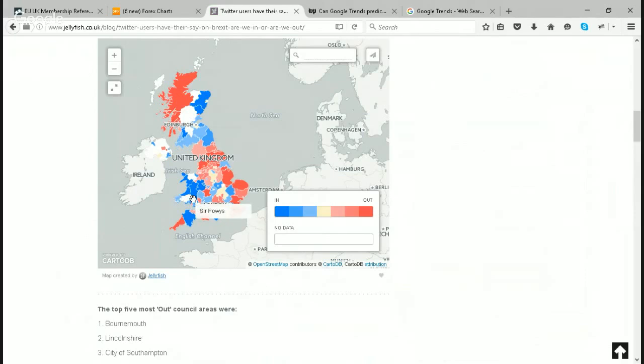So Wales is very much in. These parts of England are in. These parts are out. Not all of Scotland is in. I thought Scotland was super in. Again, I don't know. Maybe the populations there aren't high. Otherwise, you can do that yourself. You can have a look on Twitter.